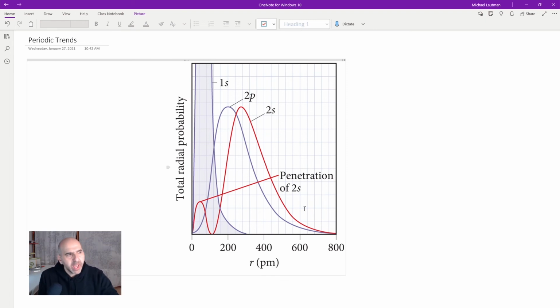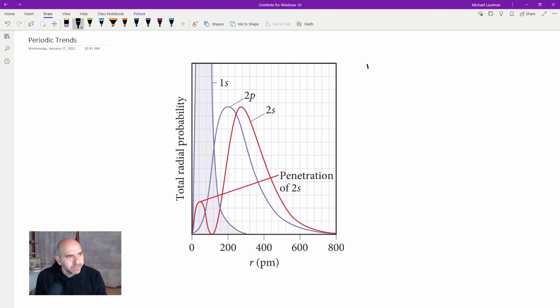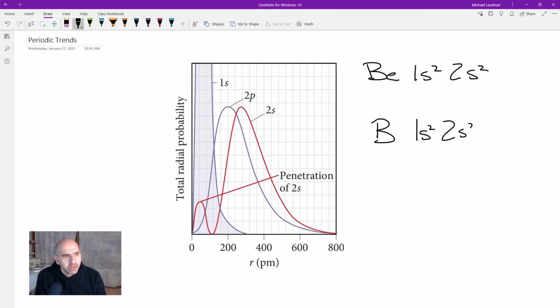So if I am looking at, say, the difference between lithium or beryllium and boron, let's take a look at that. So beryllium has 1s2, 2s2. And then if I move to boron, boron is 1s2, 2s2, 2p1. Now, sure, there's more electrons, but 2p is smaller than 2s.